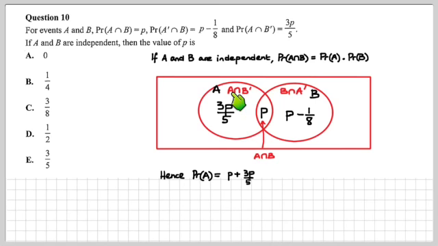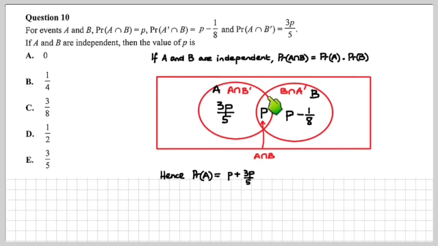We've got the probability of A and not B was 3p over 5. That's this bit here. There, round to there, round to there. Okay, 3p over 5. The probability of B and not A, that's this one. B and not A is p minus an eighth. So that's from here, round to here.